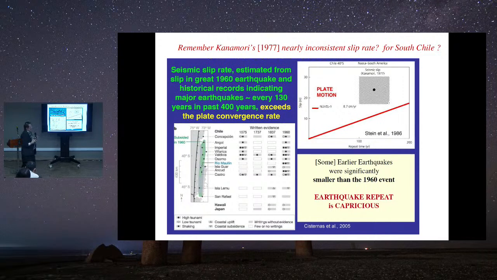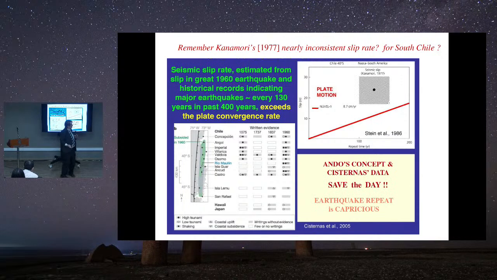And that was a major problem, which was pointed out by Seth Stein in 1986 and collaborators. And of course, if you now assume that the 1960 is okay, but the previous ones were smaller, then the recurrence time is not really 150 years as suggested, but it may be longer. You catch up with that line and you save the day, in a sense. Okay, so Ando's concept and Cisternas's data save the day for this.